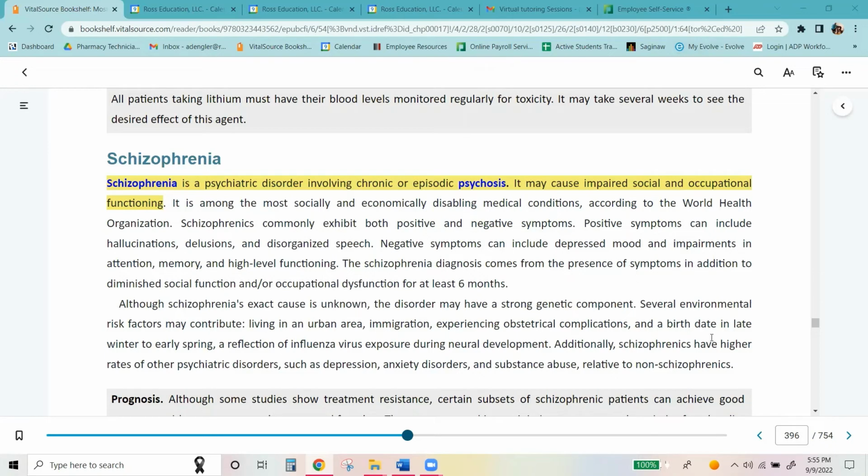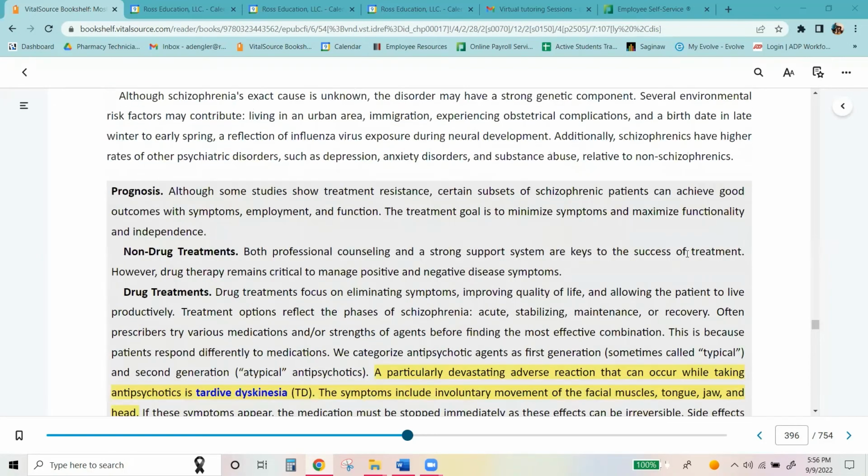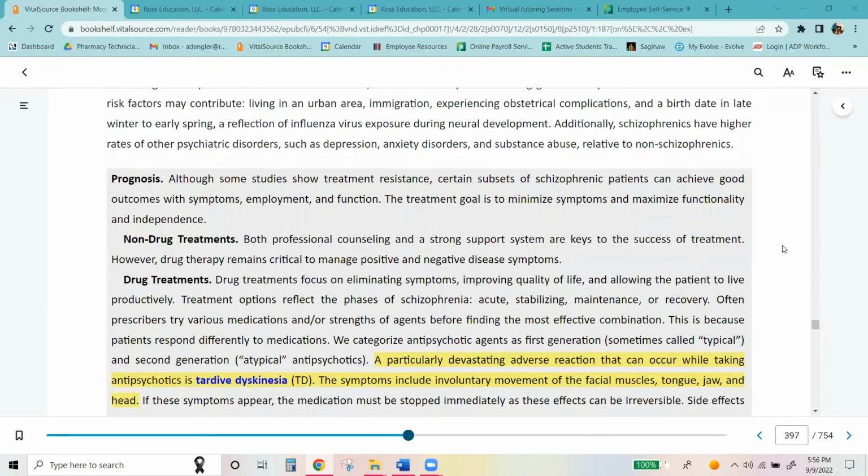Although the exact cause is unknown, it has a strong genetic component. Some risk factors are living in an urban area, immigration, birth complications, and a birth date in late winter to early spring, a reflection of influenza virus exposure during neural development. They also have higher rates of other psychiatric disorders such as depression, anxiety, and substance abuse relative to non-schizophrenics.